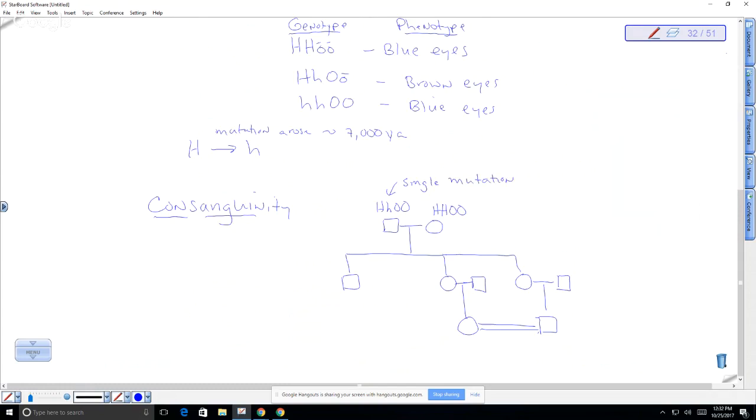Right? It gets passed down, and so let's say this person has it, and this person has it. And so they inherited it from their father, the same person. And then they passed it on to their offspring. Right? And so only when we get individuals that are genetically related having a child do we see blue eyes arising. Okay, so this would be a blue-eyed individual, okay? But this mutation arose once, okay?